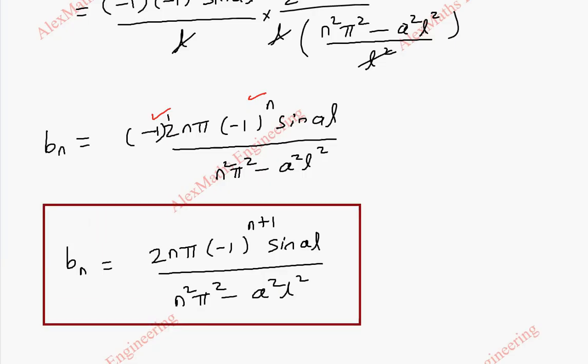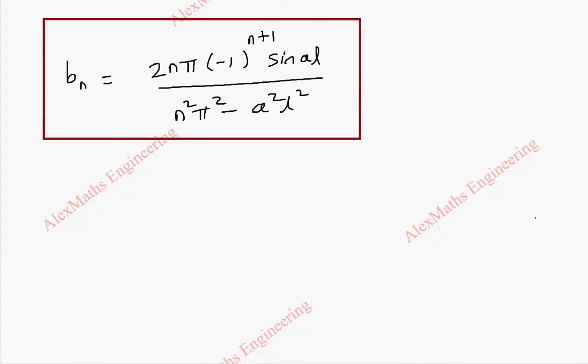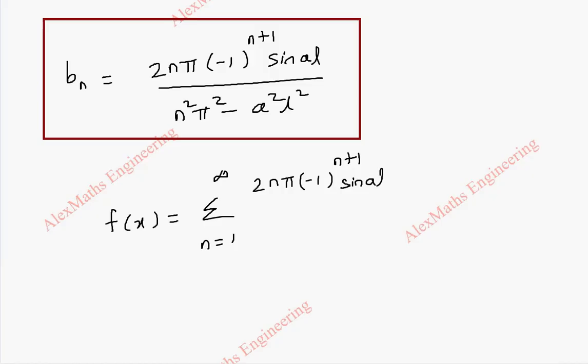So f of x already we have written in the first step. So we are going to substitute now. F of x is equal to summation n equal to 1 to infinity Bn. Bn is 2n pi into minus 1 whole power n plus 1 into sine AL whole divided by n square pi square minus A square L square into sine n pi x by L.